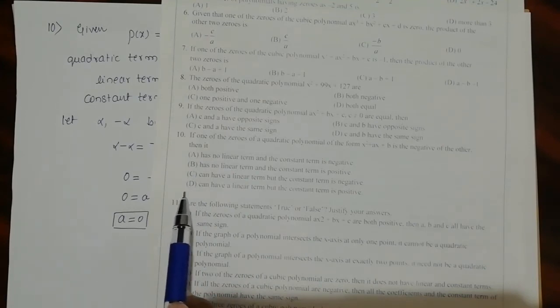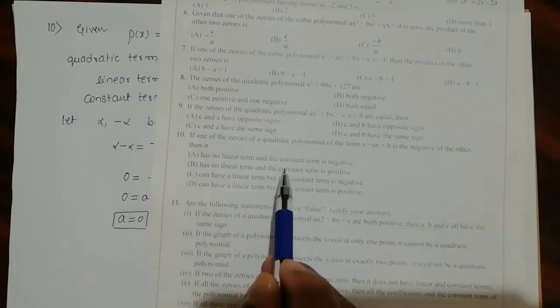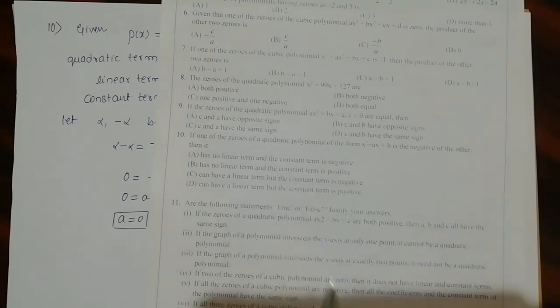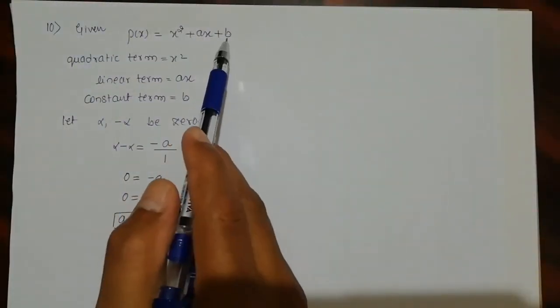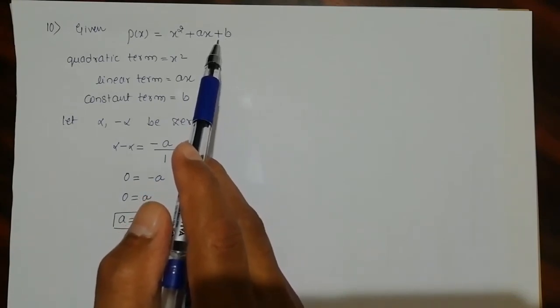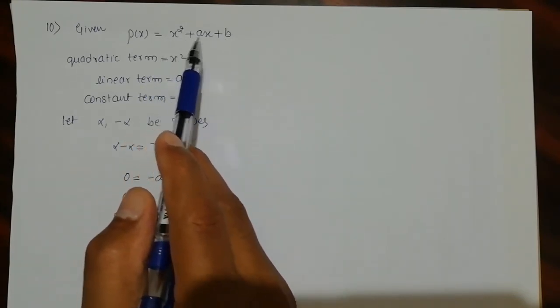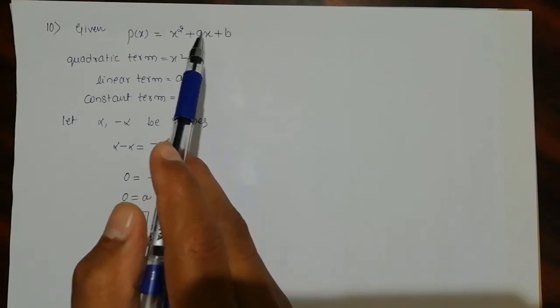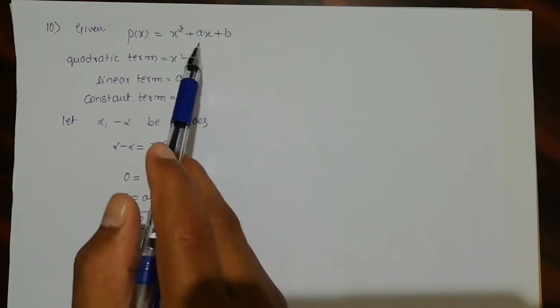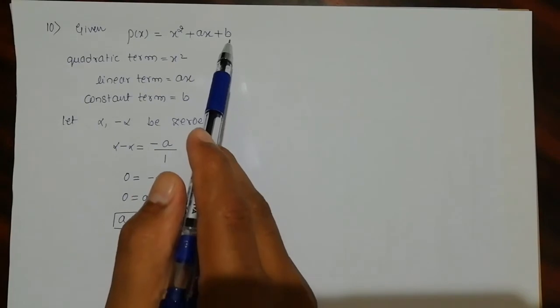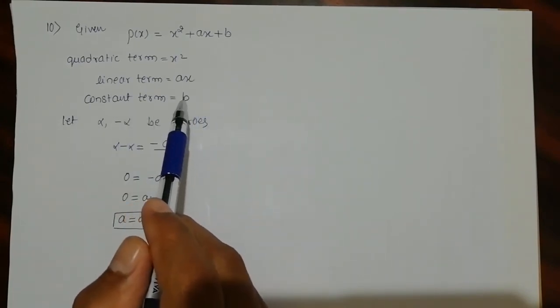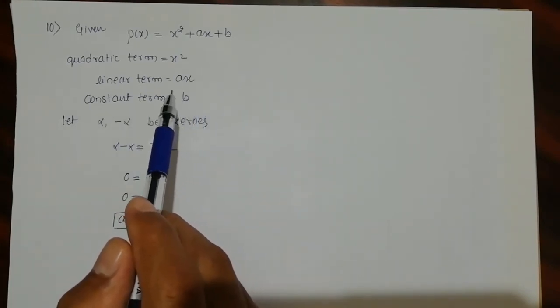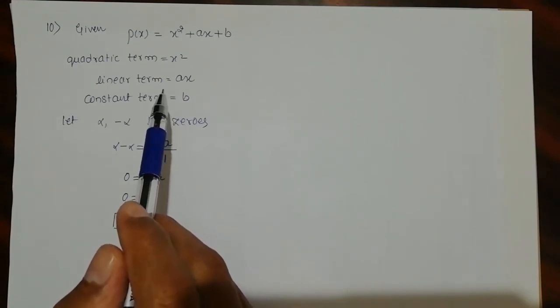Additionally, he gives that the constant term is negative in one option, and in option B the constant term is positive. So you have to decide the sign of the constant term. The constant term here is b, but in the general form ax square plus bx plus c, c is the constant term. Here it is not in the general form, so the constant term is b. Now we need to decide whether the sign of b is positive or negative.